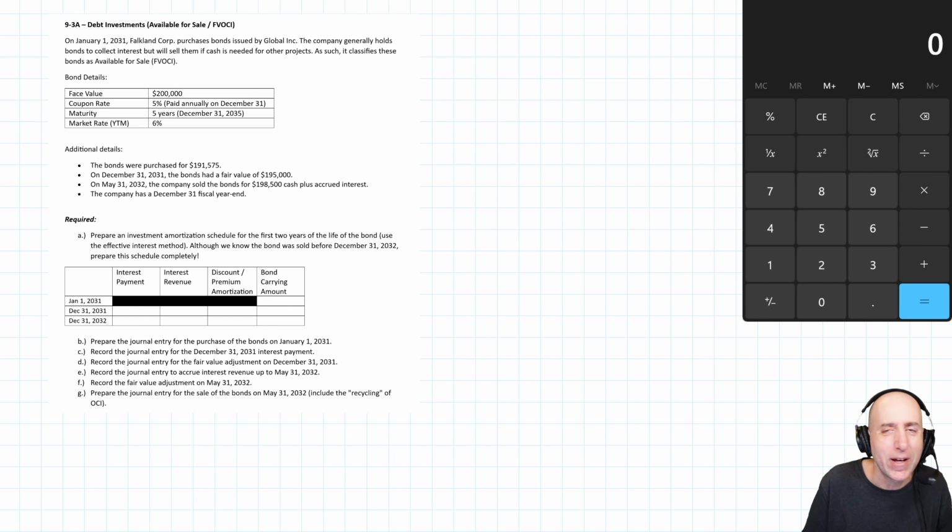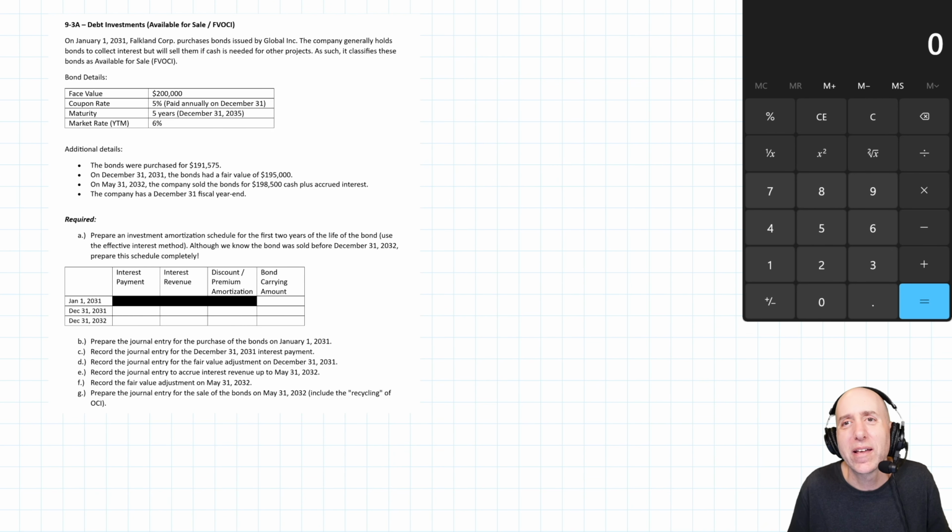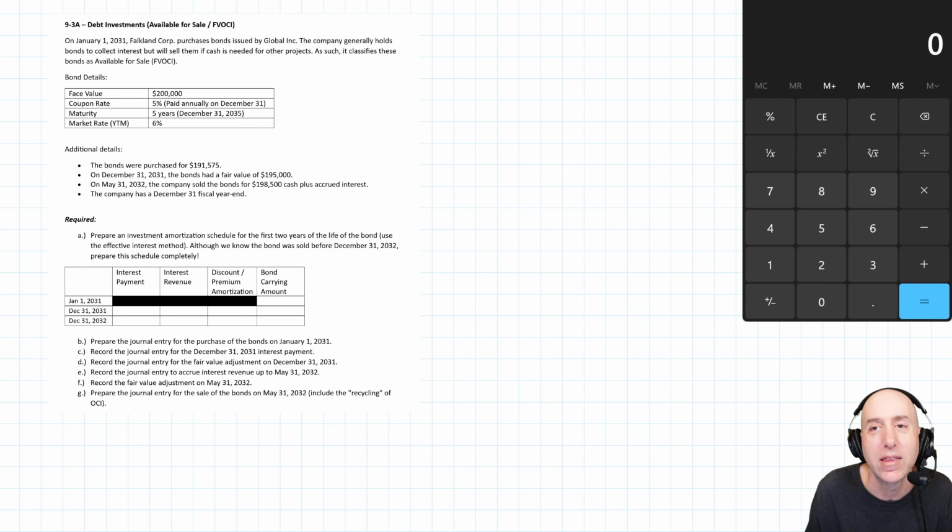In 9.3, we're kind of straddling the line. We bought some bonds, we are planning to hang on to them, but we might trade them. We're not super sure what we're going to do. And in this case, we have to do both. We have to account for them as if it was like 9.1, where we do effective interest, but we also will adjust them to fair value periodically. And that makes 9.3 the most difficult of the three. But let's get into it.